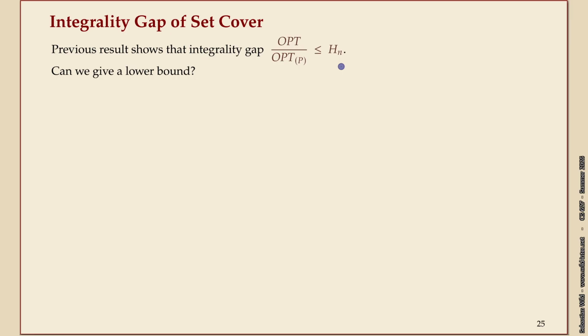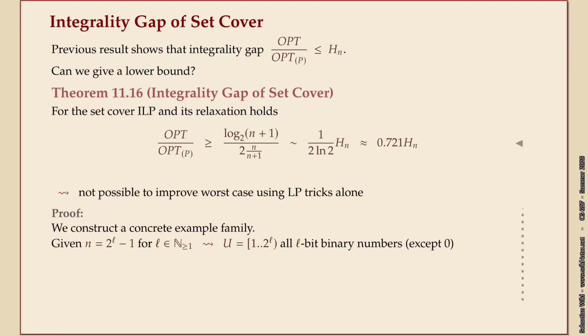And maybe we can also show that it's at least H_n, so that the integrality gap is a key barrier as long as you rely on algorithms that use ILPs and LPs in all the ways we've seen. There won't be a way to improve. And that's indeed the case, or at least almost. There's an example that we'll construct that shows that this integrality gap is at least a constant factor times H_n.